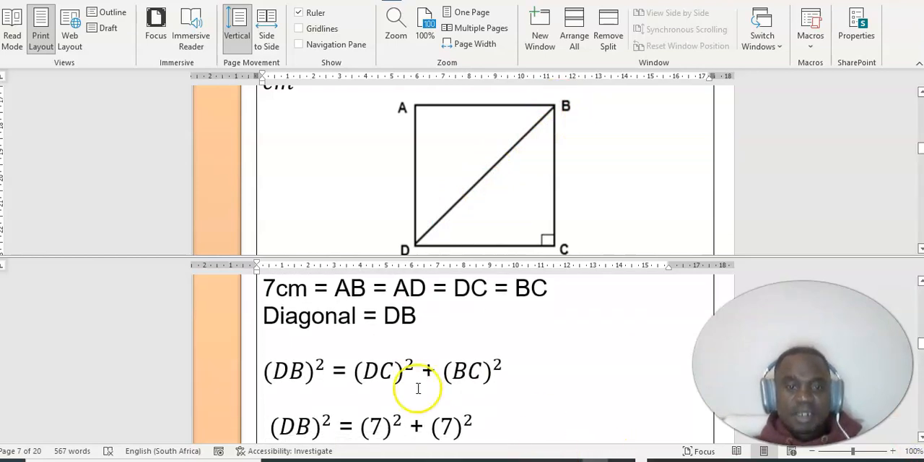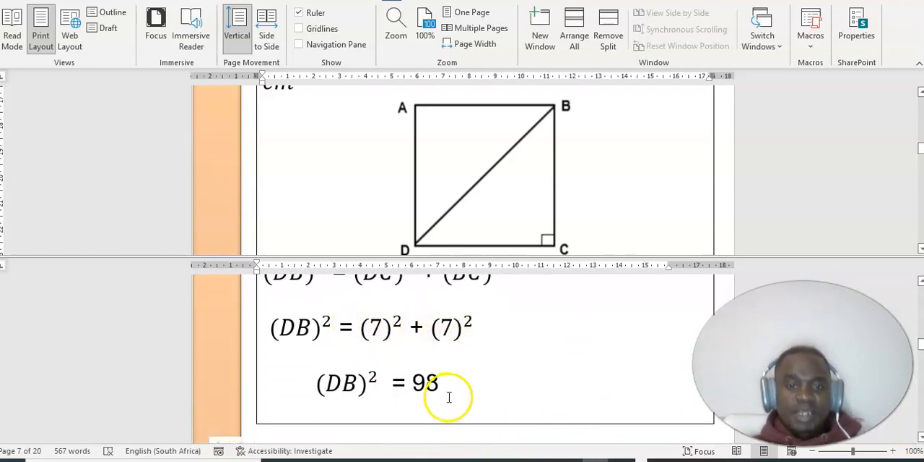The diagonal is going to be DB. DB squared should be equal to DC squared plus BC squared. You see that? And we know that DC is equal to 7, so we substitute 7 here. BC is also equal to 7 because it's a square. So you are going to have 7 squared here.